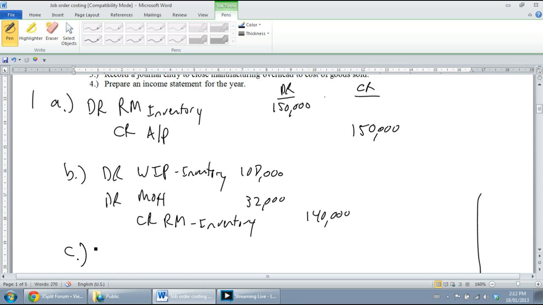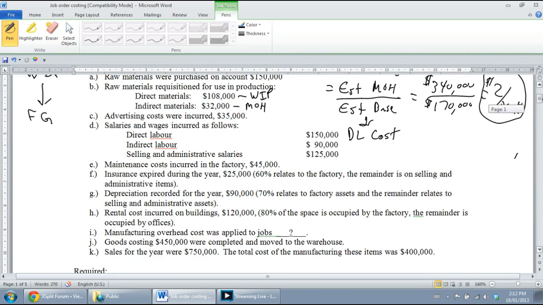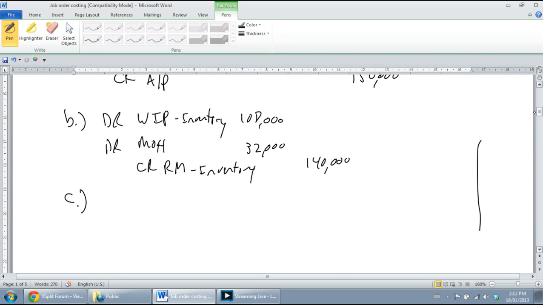As soon as we have a selling or administrative cost or an R&D cost, something that happens outside of our factory, we just consider that a normal period cost. It gets expensed. So if it's not direct material, direct labor, or overhead, I just look at the name of the cost. In this case, it's advertising, so that's advertising expense. I'm going to debit advertising expense for 35K.